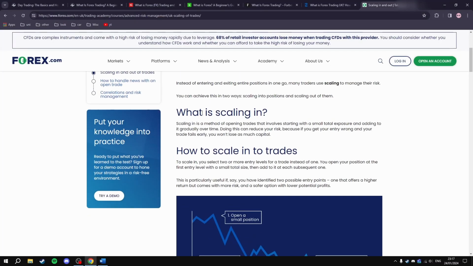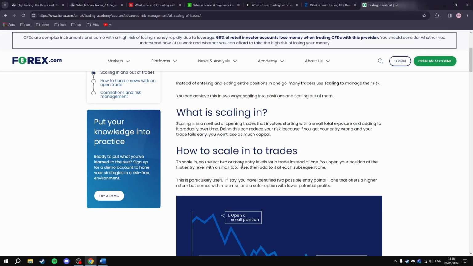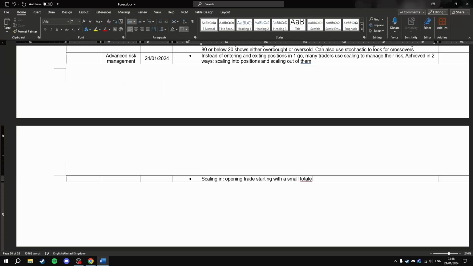So what is scaling in? Scaling in is a method of opening trades that involves starting with a small total exposure and adding to it gradually over time. So scaling in: starting with a small total exposure and gradually adding to it over time.